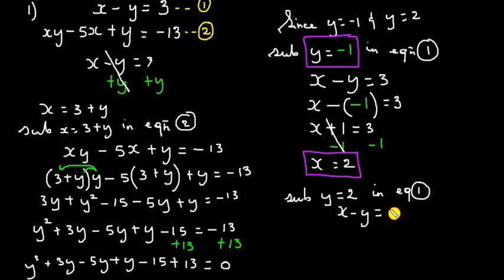So x minus y is equal to 3. Then we substitute. What is y equal to? Y is equal to 2. So I simply write x minus 2 equal to 3.